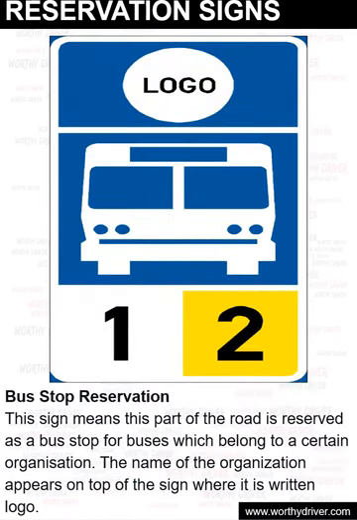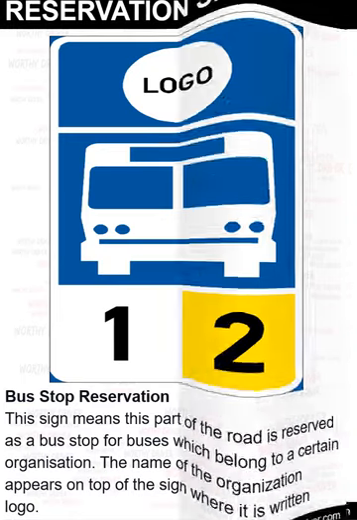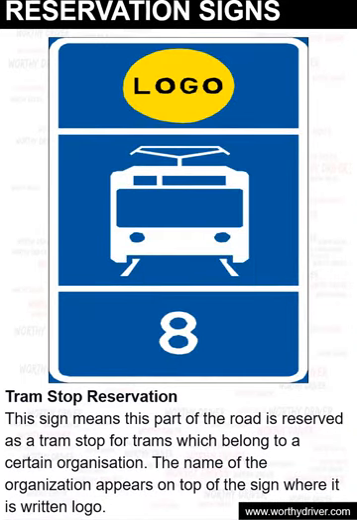Bus stop reservation. This sign means, this part of the road is reserved as a bus stop for buses, which belong to a certain organization. The name of the organization appears on top of the sign, where it is written logo. Tram stop reservation. This sign means, this part of the road is reserved as a tram stop for trams, which belong to a certain organization. The name of the organization appears on top of the sign, where it is written logo.